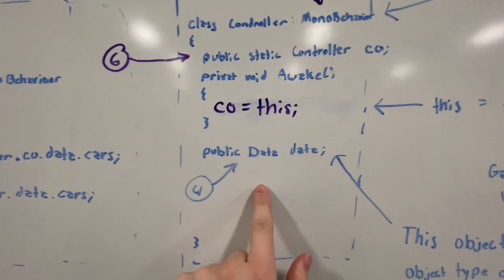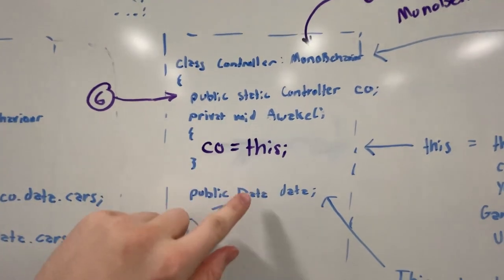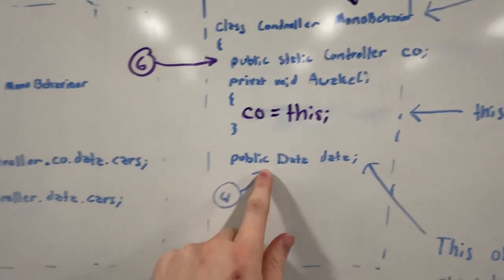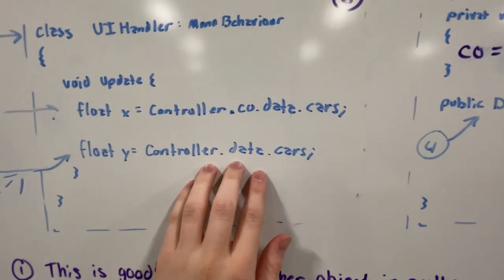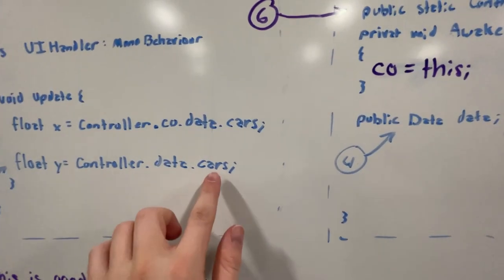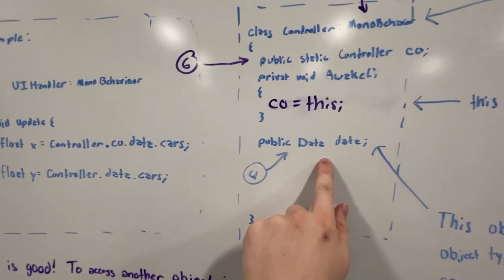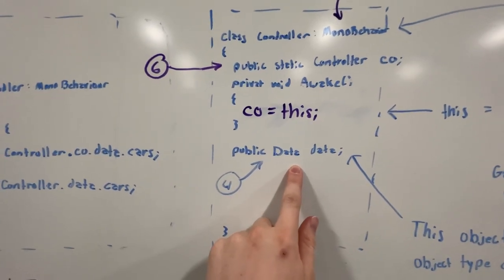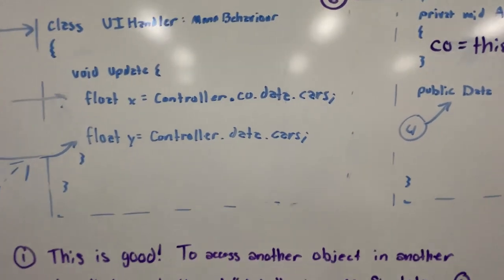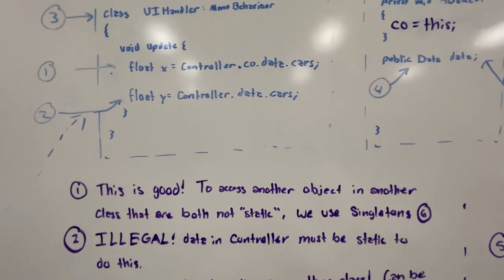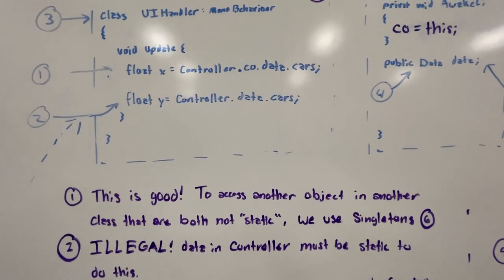If this was public static data, so if we had that static term right before data right here, this would be completely fine. Okay, this would be fine, and we would be able to access cars normally. However, since our data object in the controller class is not static, this is not legal. Okay, I want to clarify that. Number two, this is illegal. Data and controller must be static in order to do this. So yeah, just as I explained.